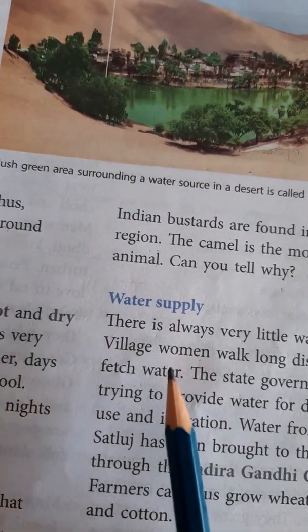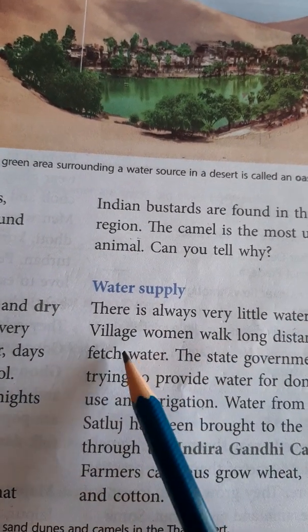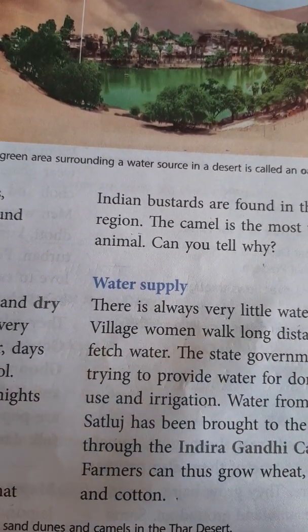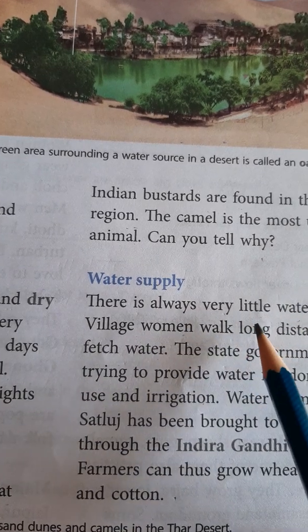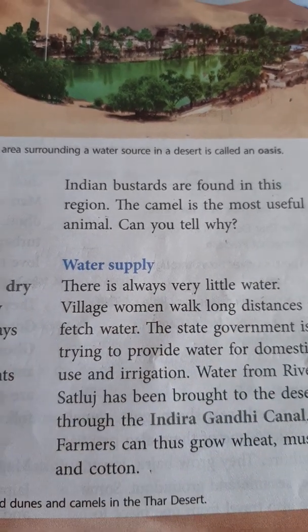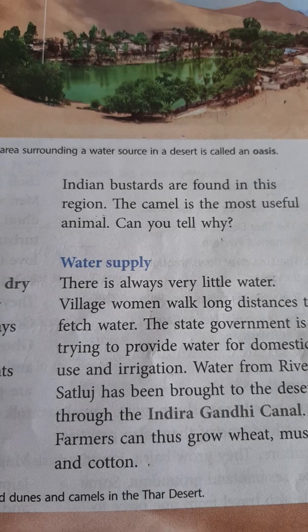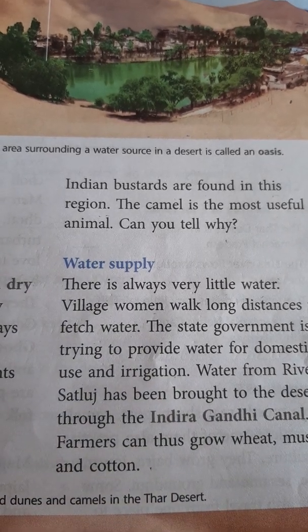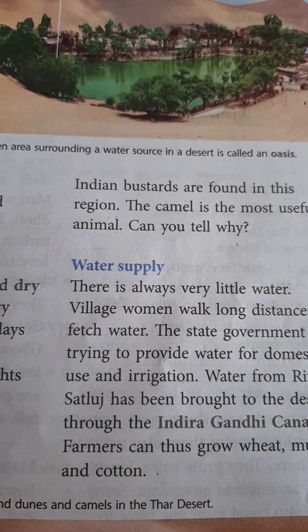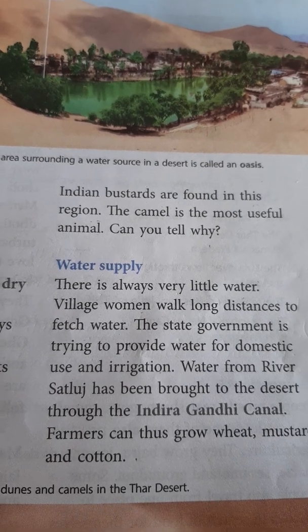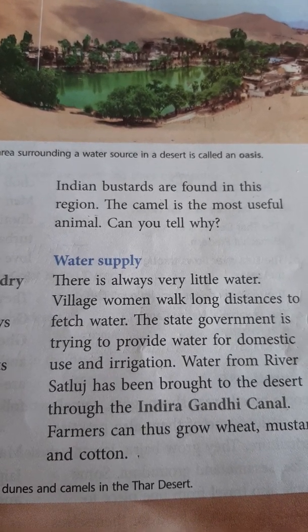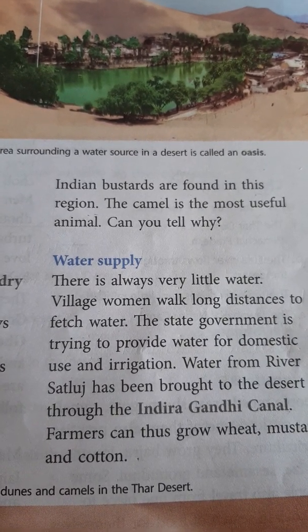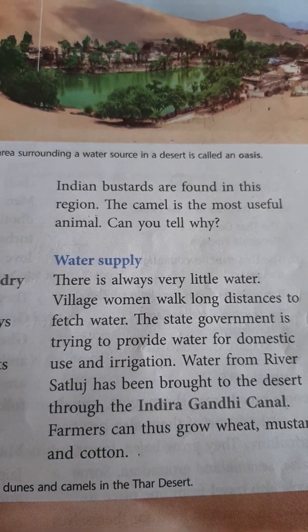There is always very little rainfall. Always in the desert area, as we have already learned before, there is very little rainfall. Village women walk long distances to fetch water. So to fetch water, women used to go a long distance.